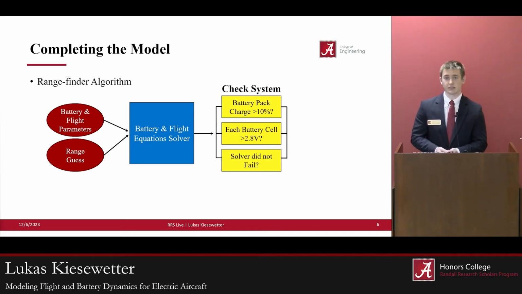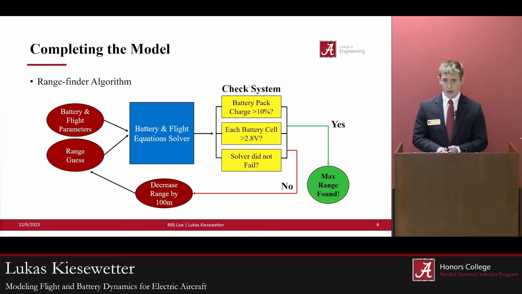Now the solution we must check to make sure it's a valid case. Essentially, we want to see if the battery discharged too much or if the ODE solver had any problems. If it does not pass the check system, we will decrease the range and try again until we ultimately get a successful solution that will then indicate that we found the range of the aircraft, which is, again, how far it travels, to the nearest 100 meters.